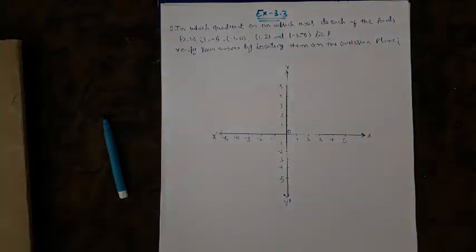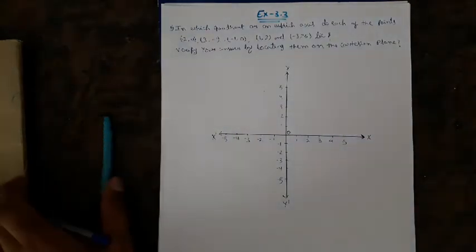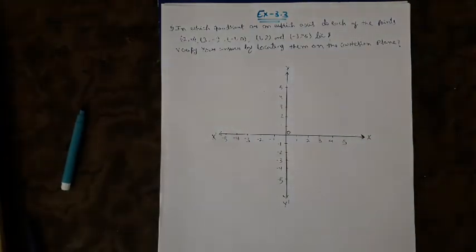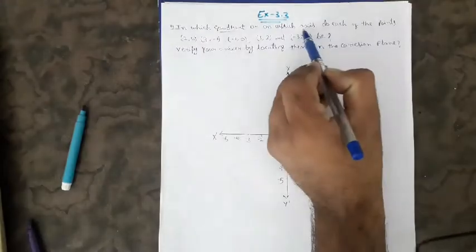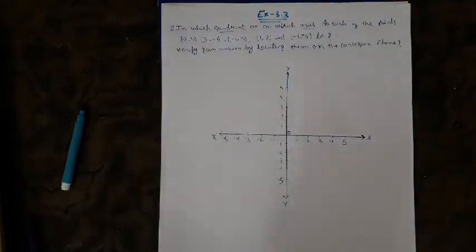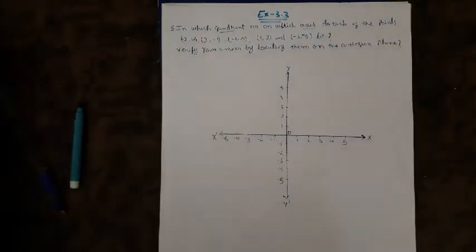It means the question asks where the given coordinates lie, on which axis. Okay, or we have to verify it by locating them on the Cartesian plane. So we have to tell in which quadrant they will be or on which axis they will lie, and verify it. So let us see. The very first one we have what?